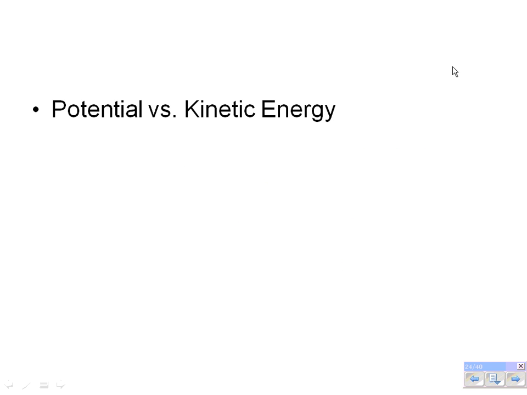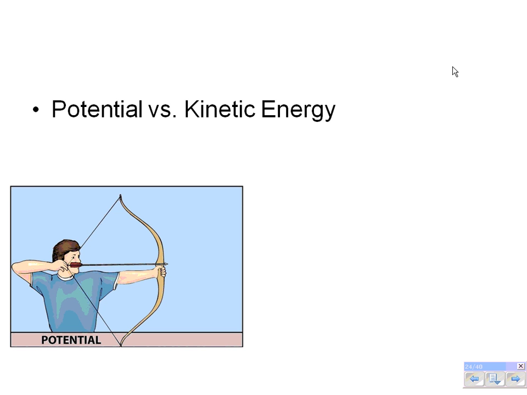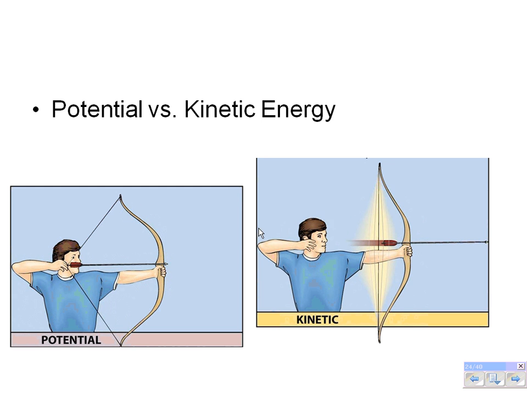Don't forget your potential versus kinetic energy. Potential energy is energy that is stored. Kinetic energy is energy of motion. So you can see here with his bow and arrow, the energy is stored, and as soon as he lets go of the arrow, it's transformed into kinetic energy.